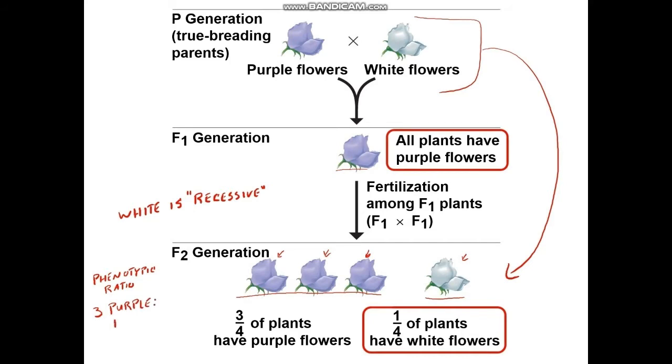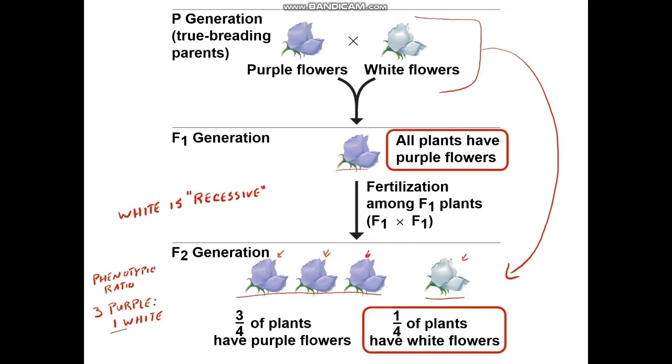3 purple to 1 white. Now, when you're doing ratios, you reduce it into its smallest terms, which this already is. If you have one of your numbers as a 1, you're already in the smallest terms possible.